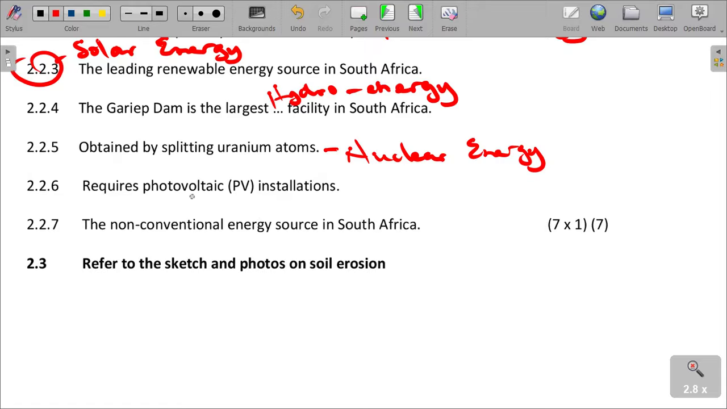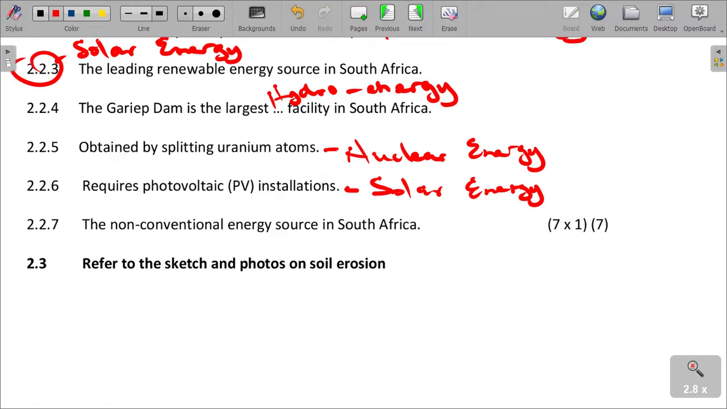And then what requires photovoltaic installations? It requires solar light installations. It is also solar energy. Solar energy is the one that requires photovoltaic installations.